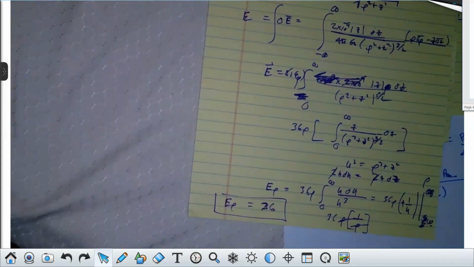All right, so the thing to take from it, doesn't matter where you are in the XY plane, the magnitude of the E field will be 36 volts per meter. Everybody got it?